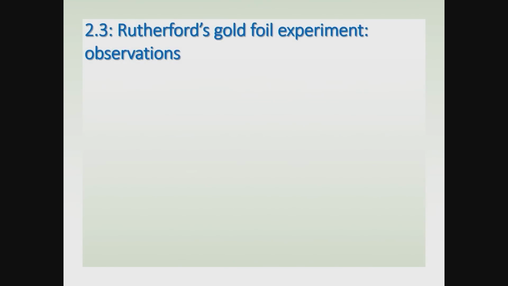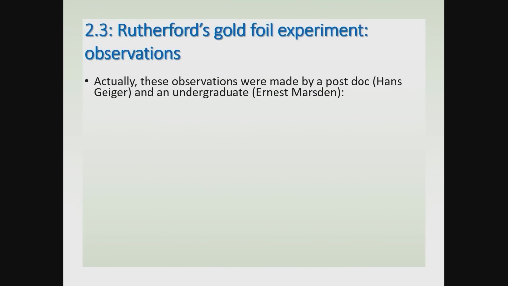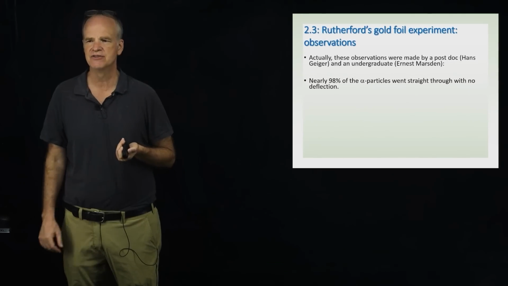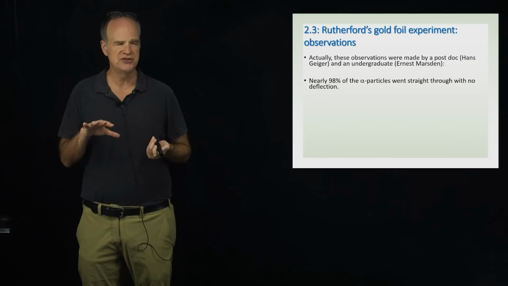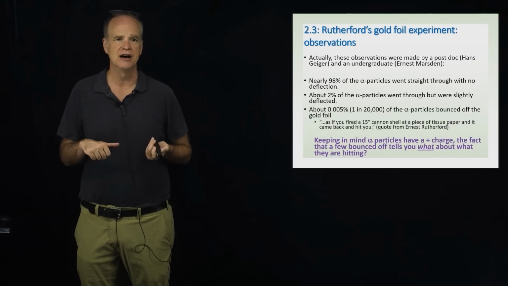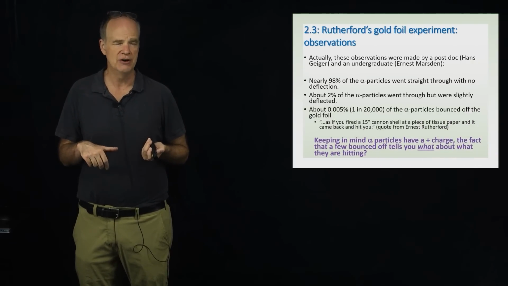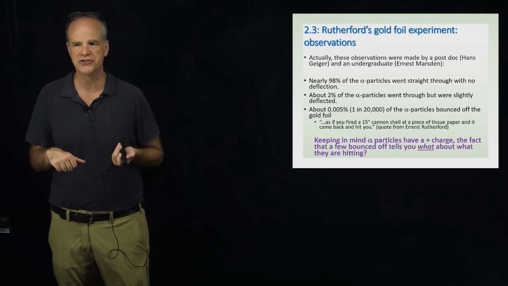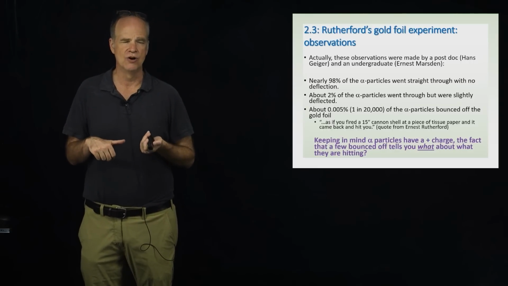Okay, so now I'm going to talk briefly about the observations of the gold foil experiment. In fact, the actual work was not carried out by Rutherford himself. It was carried out from suggestions by Rutherford, but it was carried out actually by a postdoc and an undergraduate, who later went on to have good careers. And again, just to recapitulate, most of the alpha particles went through the gold foil without being deflected. A few were deflected, and a very small amount, 0.005%, bounced off the gold foil.